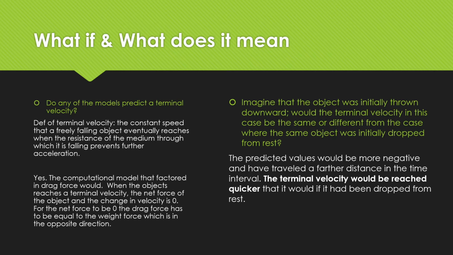Does any of the models predict a terminal velocity? I believe that the computational model that factored in drag would definitely predict a terminal velocity. When the object reaches a terminal velocity, the net force on the object and the change in velocity is 0. And for the net force to be zero, the drag force has to be equal to the weight force, which is in the opposite direction. And this can be somewhat seen in the computational model that factored in the drag force.